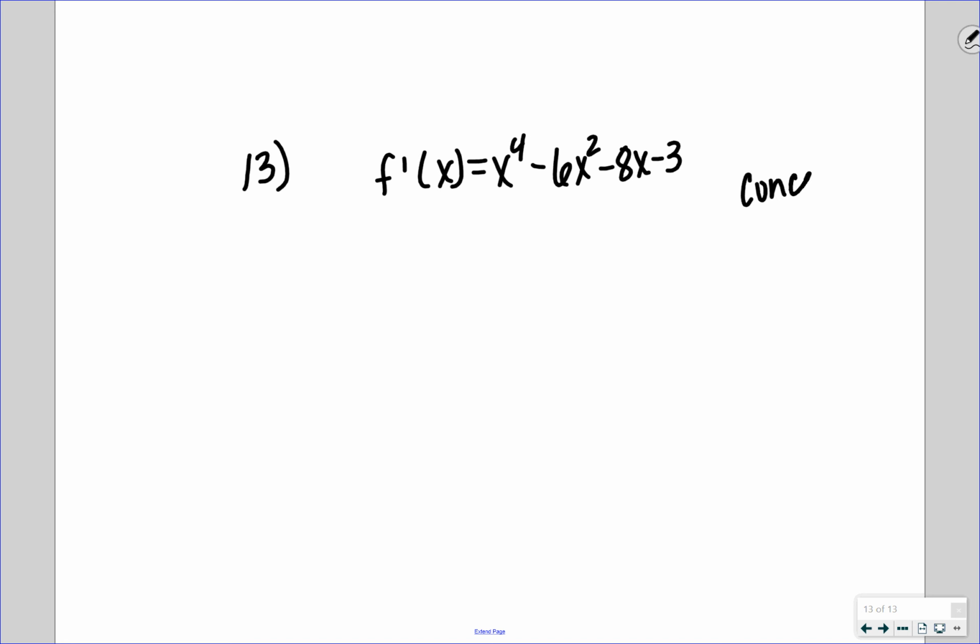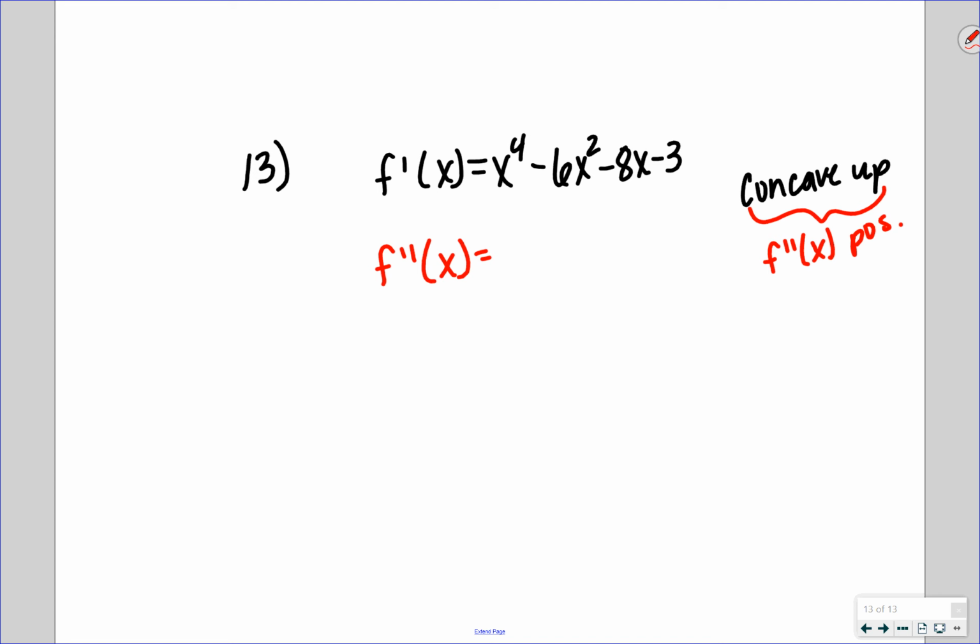And 13. The function f has a first derivative of x to the fourth minus 6x squared minus 8x minus 3 on the intervals. On what intervals is it concave up? Concavity is second derivative. So where is my second derivative positive for concave up? So I have a first derivative already. Derive again.